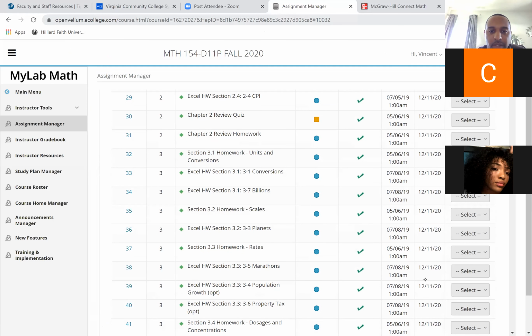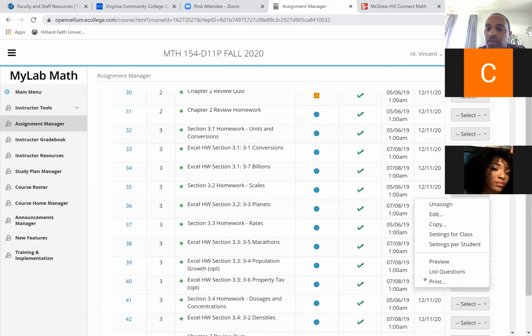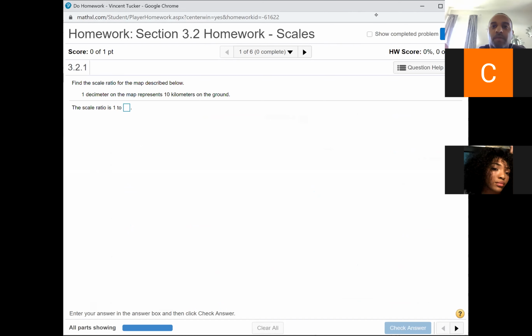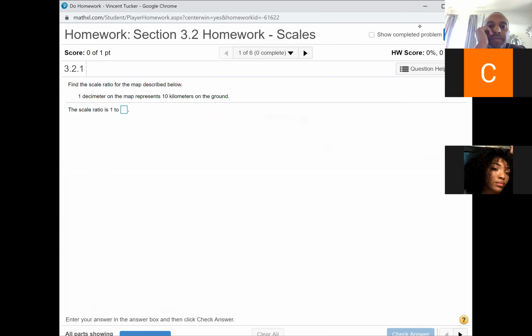So I think that's actually in 3-2. All right, so find the scale ratio for the map described below. 1 decimeter on the map represents 10 kilometers on the ground. So we go back.